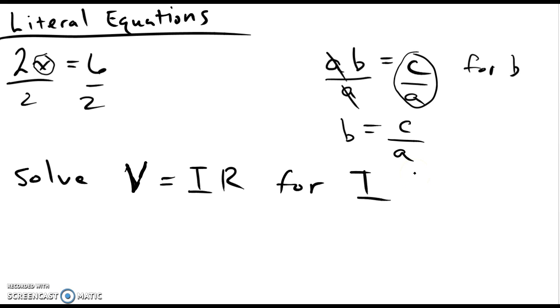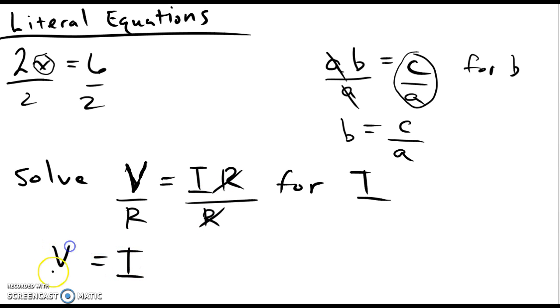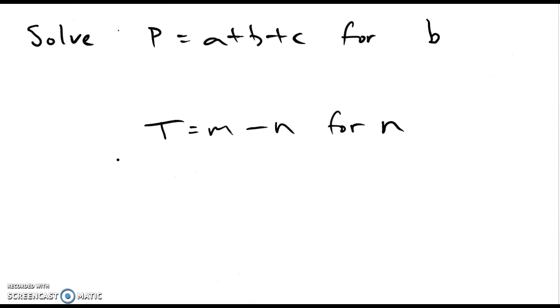Down here, solve V is equal to IR, which is an actual problem. Let's go ahead and try to solve it. We're solving it for I, so the process is the same. It's just on the other side of the equation. We want I to be by itself, so we're going to divide by R on both sides. On this side, R is gone. R divided by R is 1. So we've got I, well, I'll write it this way first, V over R, which is the same as I is equal to V over R. You can write it right to left or left to right, whichever you prefer.